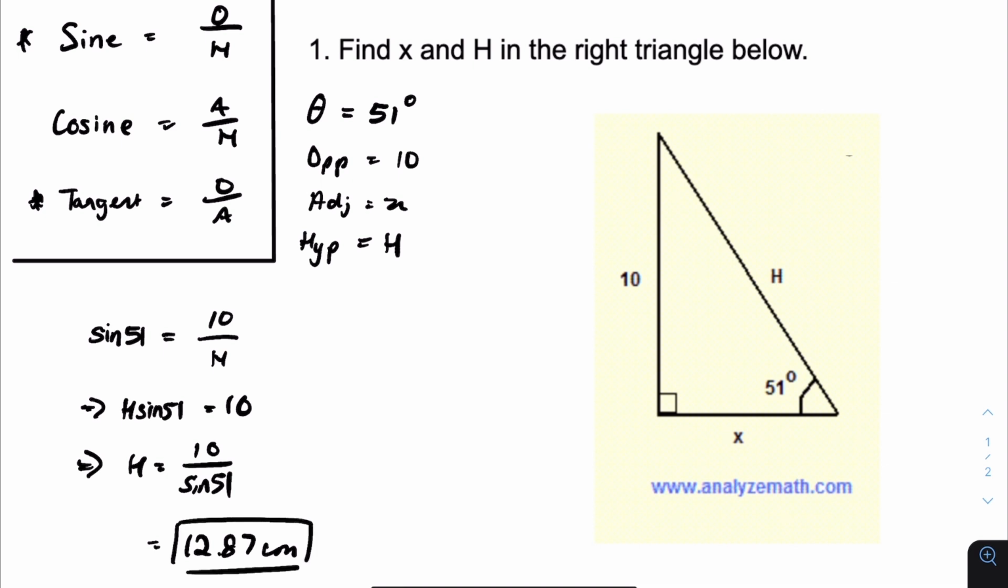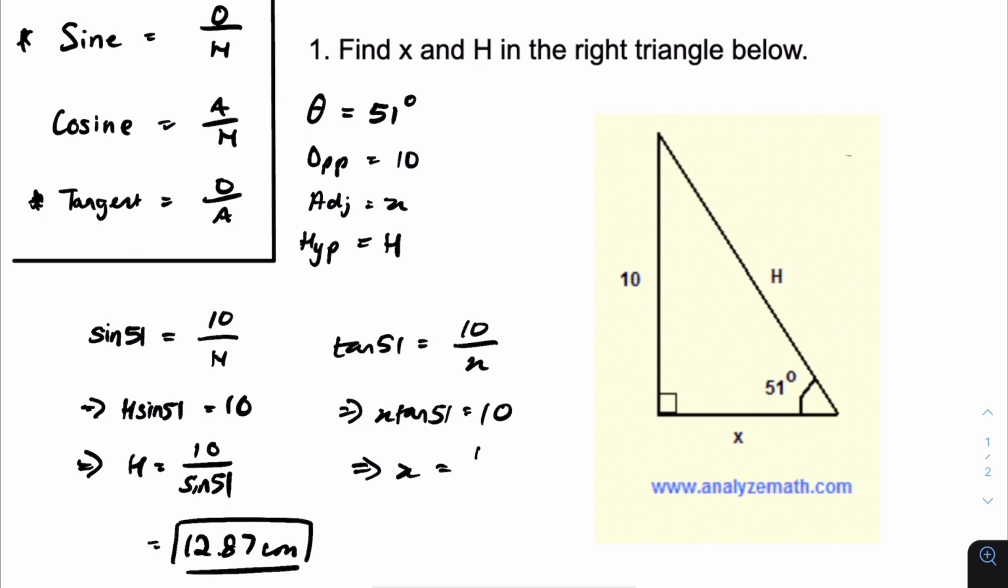Then we have the tangent equation. So tan 51 is equal to the opposite, which is 10, over the adjacent, which is x. If we do some rearranging, we get x tan 51 is equal to 10. So x is equal to 10 over tan 51, which is equal to, and I'll just put this into my calculator, 8.10 to 2 decimal places as well.